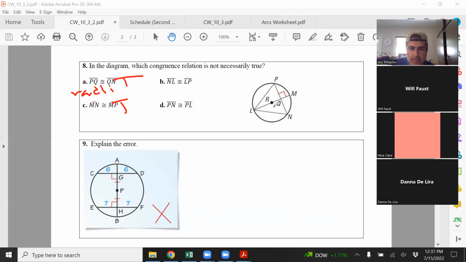NL and LP, I don't know that because I would need to know these arcs are the same. I don't know that. Just to be sure, let's look at PN and PL. Yeah, I'm not sure if I know that either.